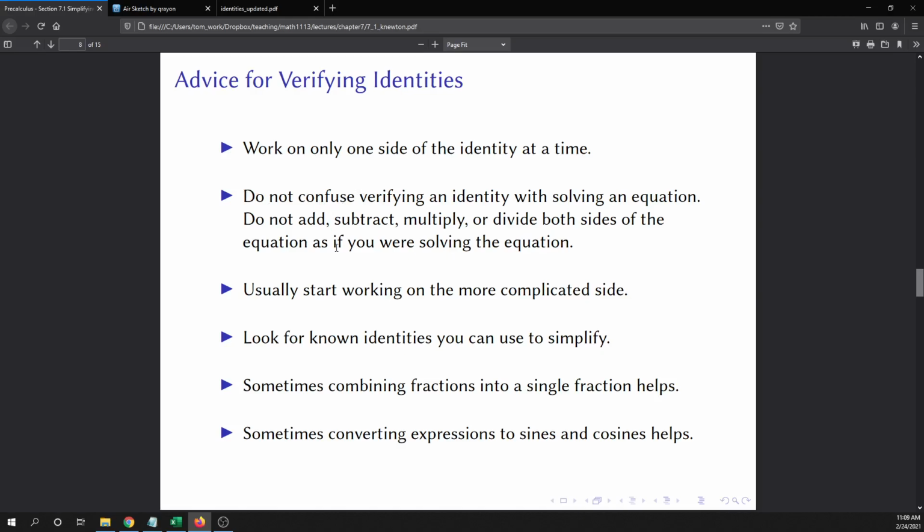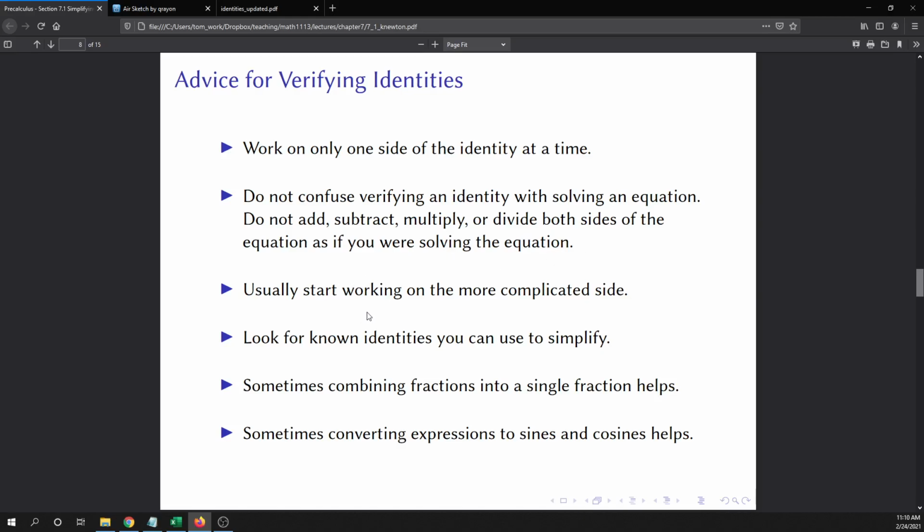So that leads into this second point here. Do not confuse verifying an identity with solving an equation. When you go to solve an equation, things that you might do are you might add, subtract, multiply, or divide both sides of the equation, right? You do not want to do that when you are verifying an identity, okay? So don't try to act like you're solving the equation. What we're doing is trying to change one side into the other side, using known identities and algebraic steps, okay? Simplifying on one side at a time. So don't confuse those two things.